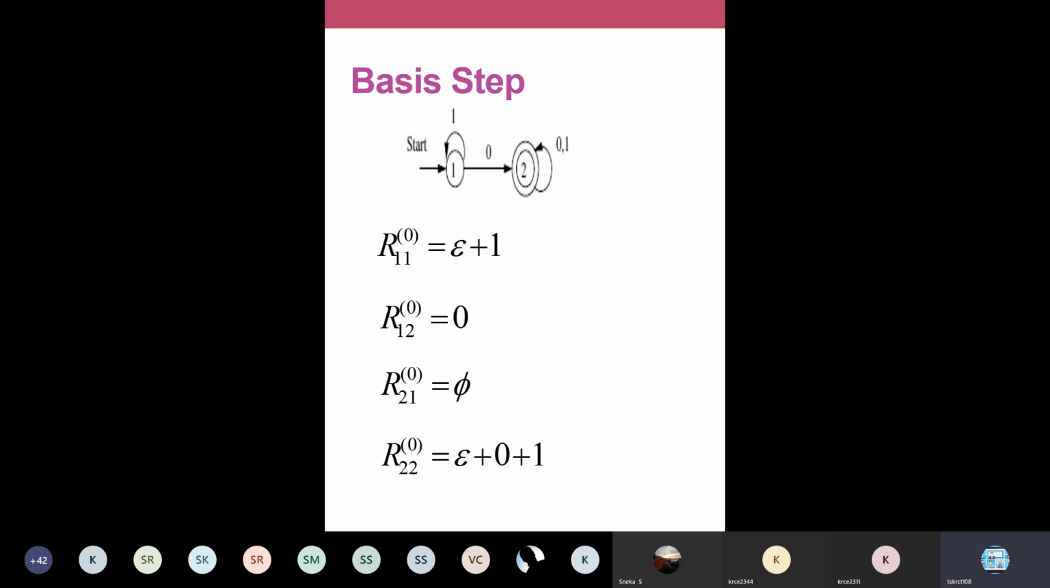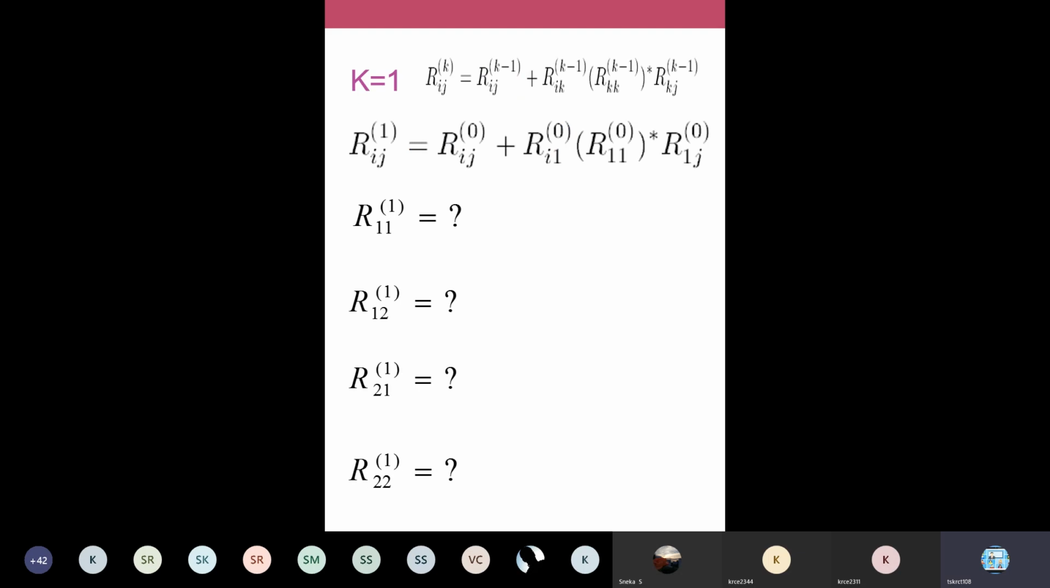And then for the other steps, we used our formula. For other steps like k is equal to 1, 2, 3. So how many levels do we have to find out? It depends on your given DFA. If there are 2 states, you have to find out till k is equal to 2. For k is equal to 0, you found 4 regular expressions. For k is equal to 1, you have to find 4 regular expressions. For k is equal to 2, you have to find 4 regular expressions.